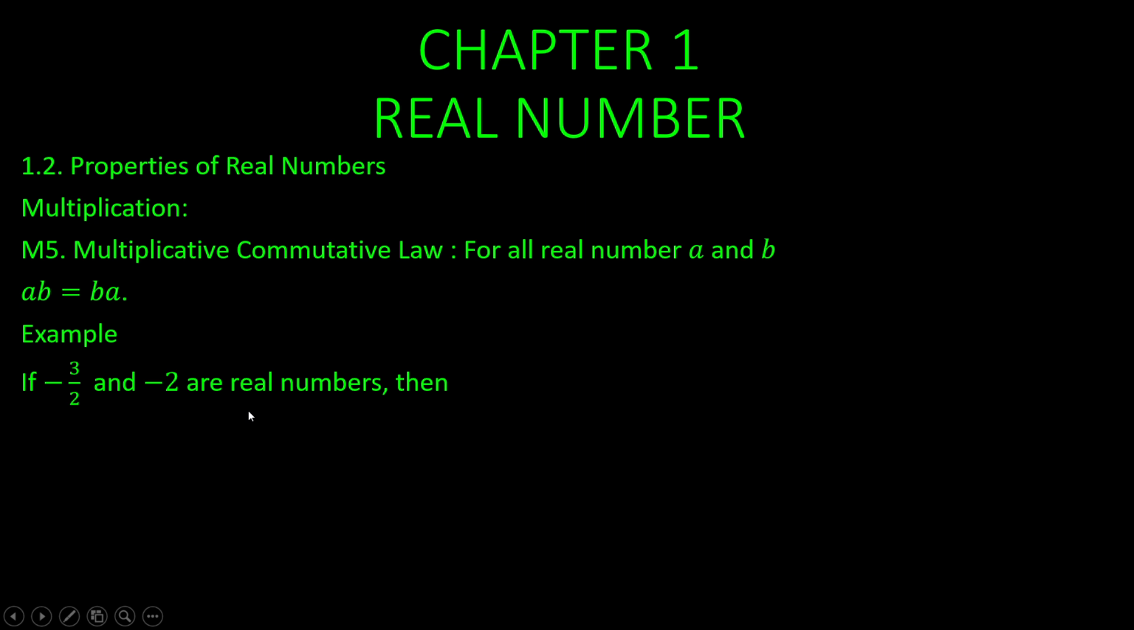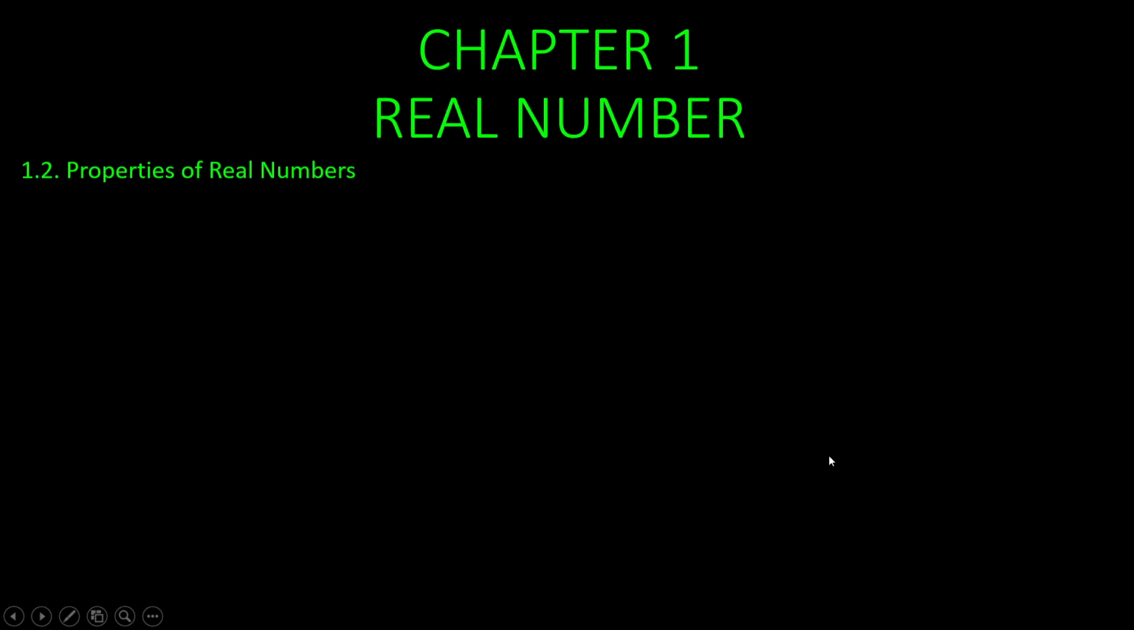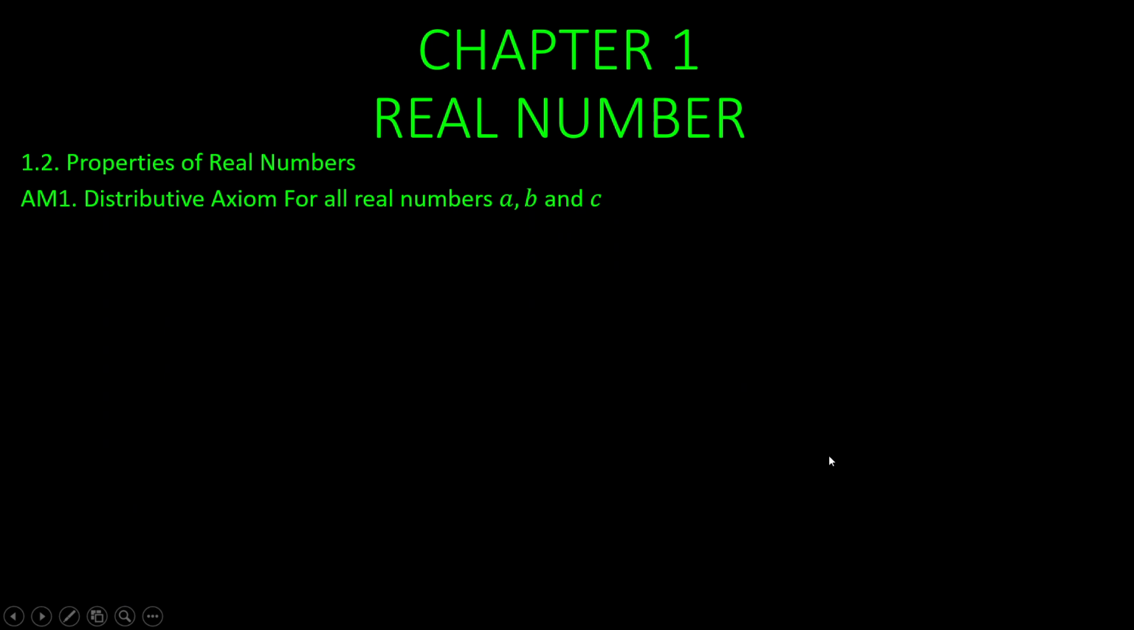Fifth multiplicative rule, that means multiplicative commutative law, is for all real numbers A and B, AB is equal to BA. Example, minus 3 by 2 and 2 are two real numbers. Then if we multiply minus 3 by 2 by 2 and 2 by minus 3 by 2, the result is minus 3. So we can say that minus 3 by 2 and 2 satisfy the multiplicative commutative law.